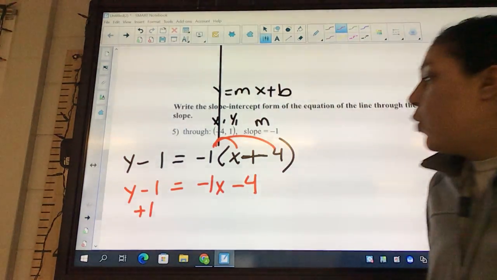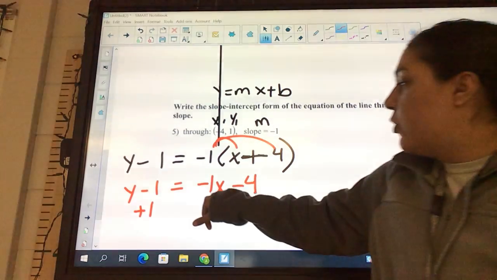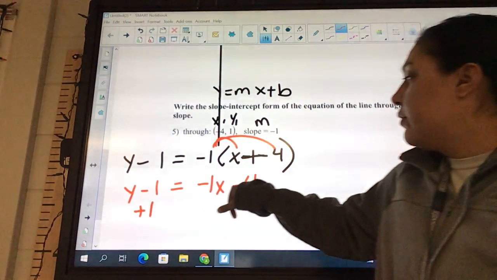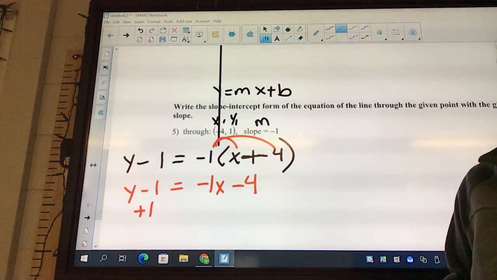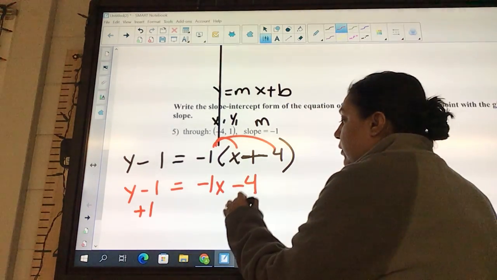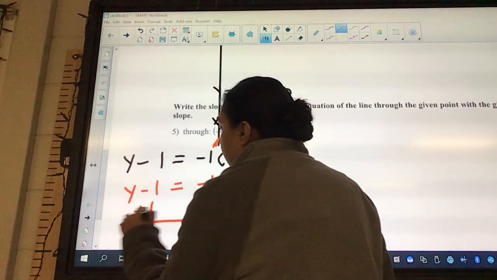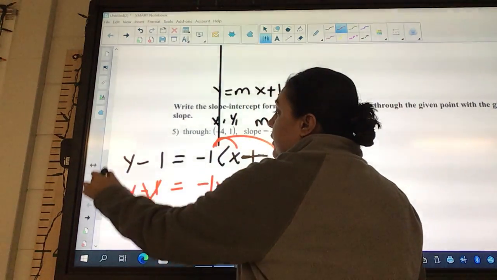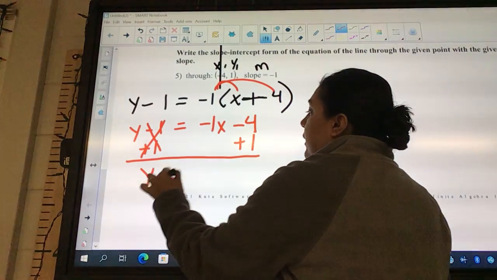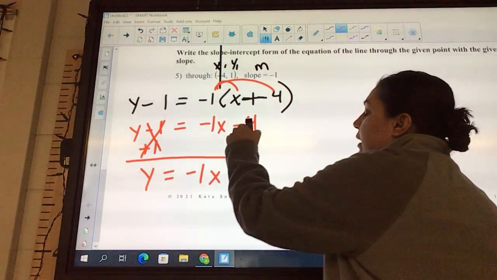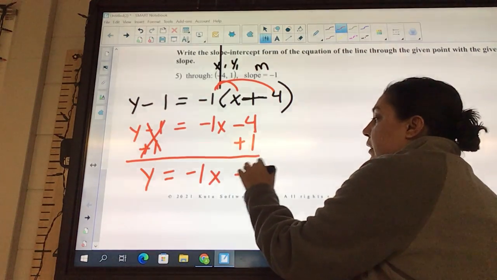Okay, now, where does it go under on this side? Does it go under this negative 1x or does it go under the 4? Okay, it's got to go under the 4 because there's no letter with this. So you got to keep the letters together. And so you got negative 1x. Negative 4 plus 1 is going to be negative 3.